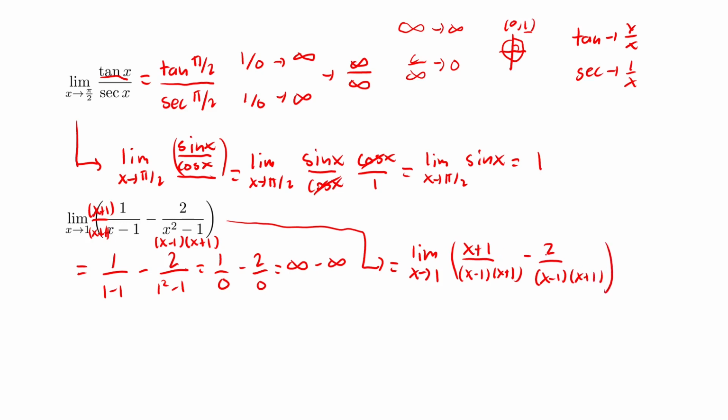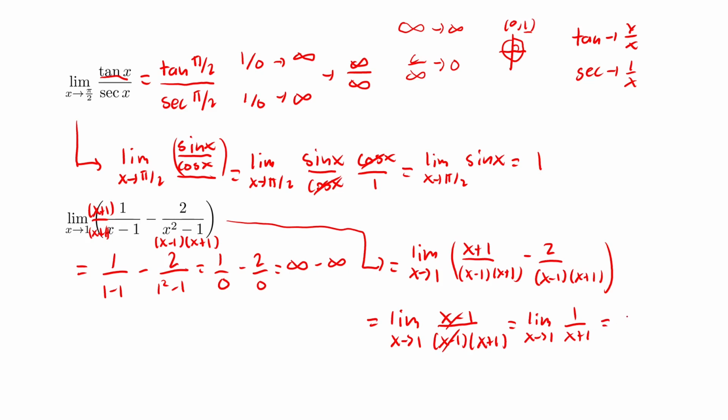Now from here, remember when you add fractions and you have a common denominator, you just add the numerators and you keep the same denominators. So we're going to take x plus 1 minus 2. So our new fraction is going to be just x minus 1, because 1 minus 2 is negative 1. And then this is going to be x minus 1 times x plus 1. And as you can see now, we can clearly see that something's going to cancel. So this leaves us with the limit as x approaches 1 of 1 over x plus 1.